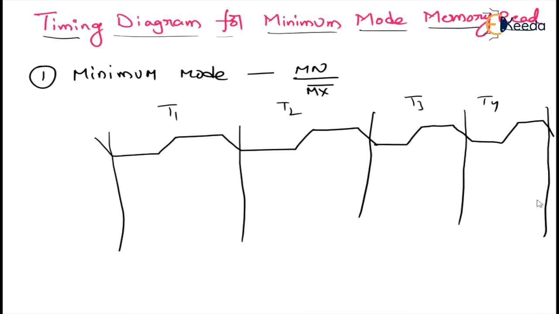In the first clock pulse, as I already told, we are accessing the address. In the remaining clock pulses, we are accessing the data. For this, you have to understand four points in total.